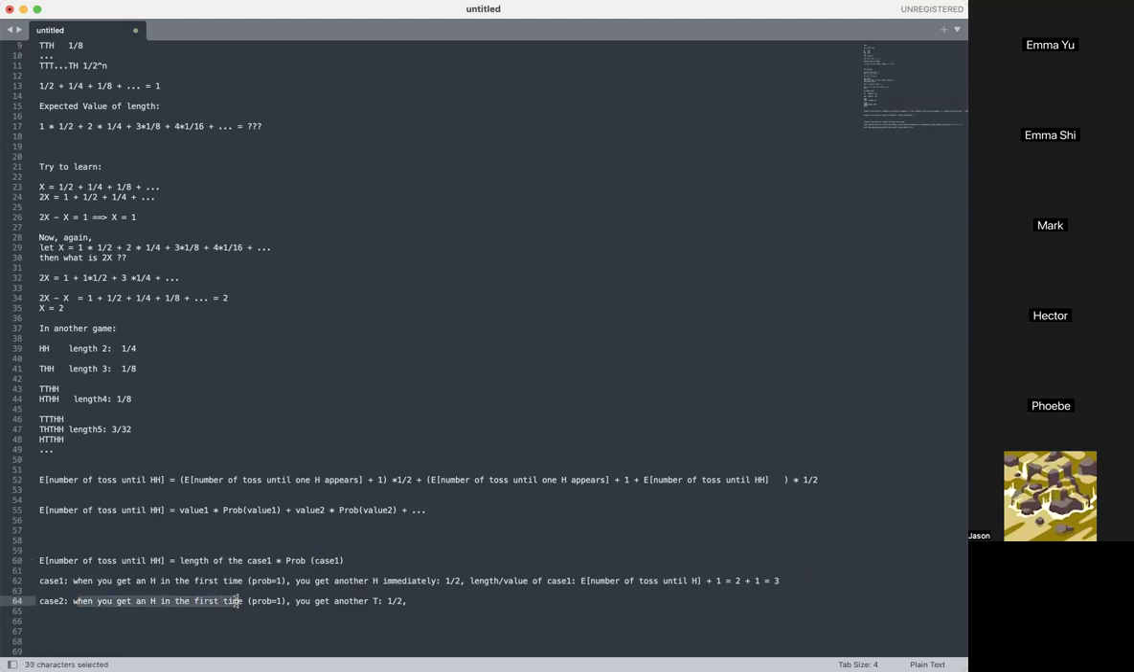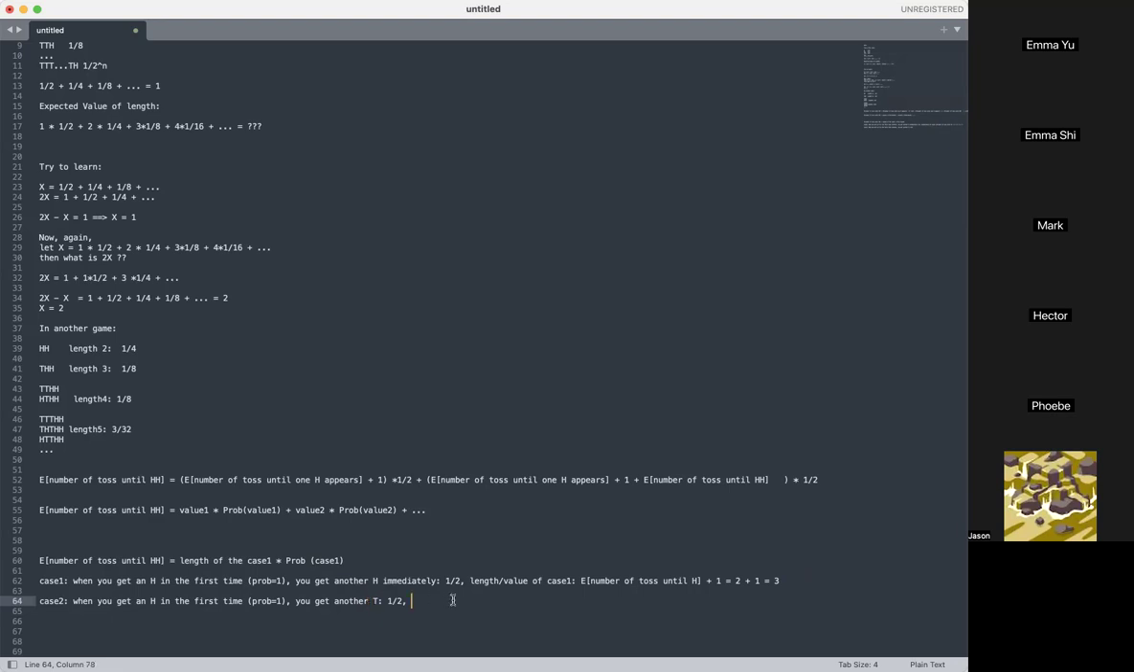And when you get an H the first time, this length is 2, right? Because you can get a length 1, length 2, length 3, length 4. Those are all possible, but with different probabilities. You multiply by the probability and sum up together, and you get the answer. The average number of tosses you make to get the first H is 2, right? And you get another T, and this is another toss, right? So 3 tosses.